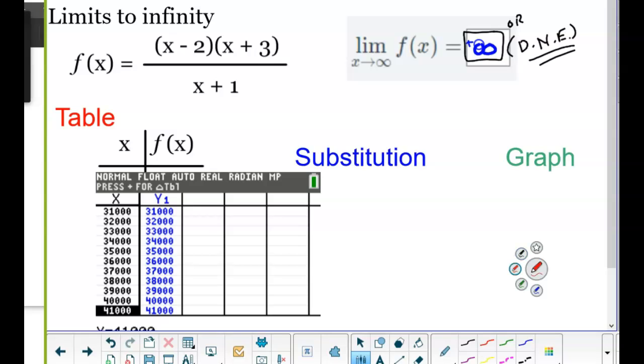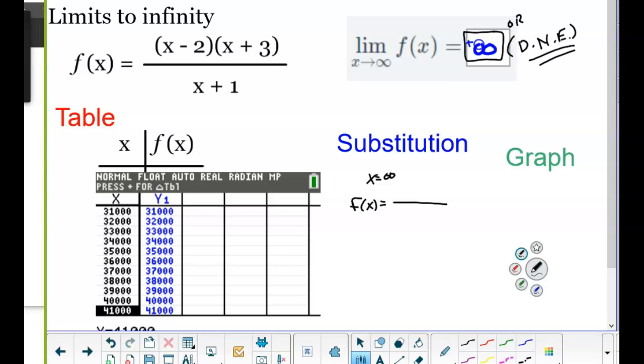So let's think about substitution right now. What if I just plugged in x equals infinity? Right? I plug it into the original equation. Well, let's think of this. If I have infinity minus 2 times infinity plus 3 over infinity plus 1, do all those pluses and minuses of 2 and 3, does that matter? No, it's like LeBron James losing $1.